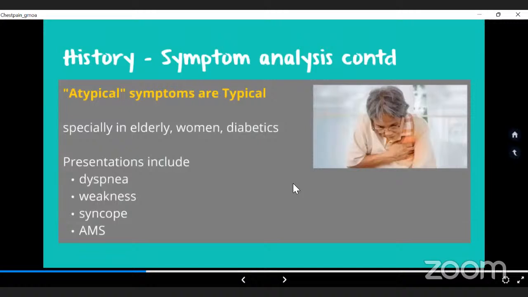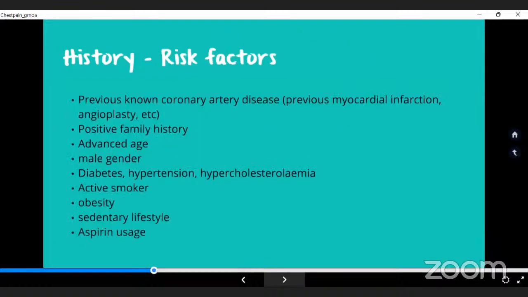And they can present with dyspnea, weakness, syncope, and altered mental status as well. So I think you know these now.